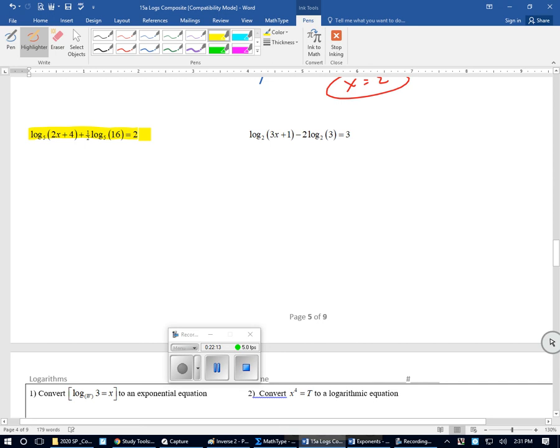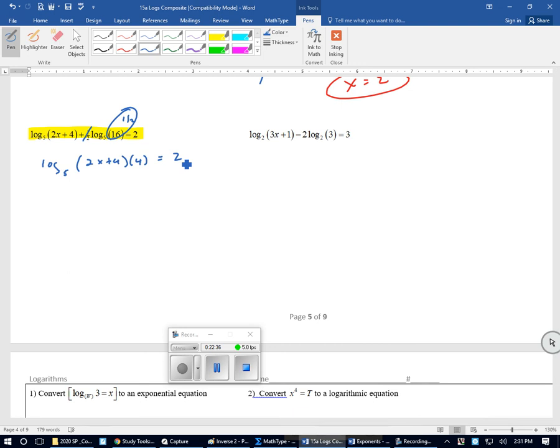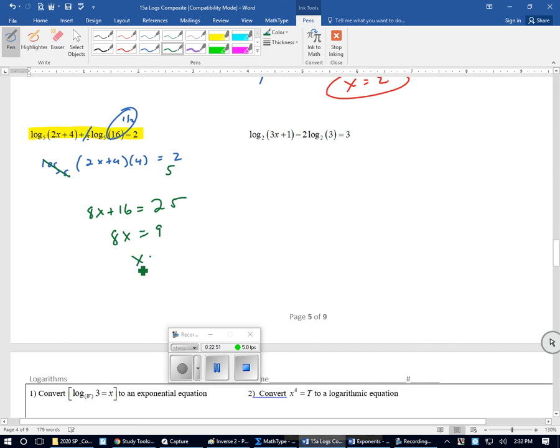Coefficients become exponents. Addition and subtraction becomes multiplying and dividing. So that's going to be a 1/2 power. And I have log 5 of (2x plus 4) times 4. Make sure you see that that's a 4 equals 2. I don't have a log on both sides, so I can't cancel. I'm going to have to use a base 5. That cancels. Use a base 5 over here. Gives me 25. 8x equals 9. x equals 9/8.